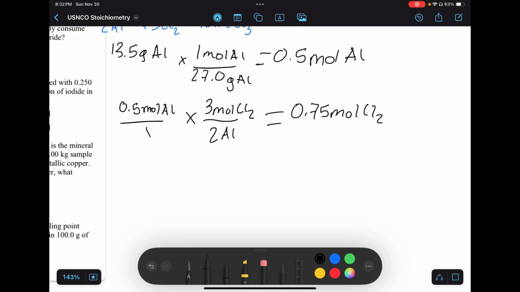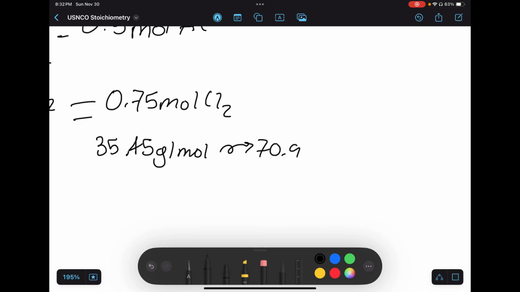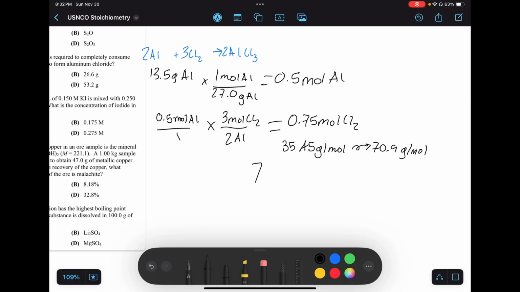And then chlorine is 35.45 grams per mole, but because we have 2 of it here, it's actually 70.9. That's a good thing to keep in mind. Oxygen gas isn't 16, it's 32 actually, because there's 2. And oftentimes they don't really have to mention that it's a gas or diatomic. Okay, so 0.75 times 70.9 is equal to 53.2.